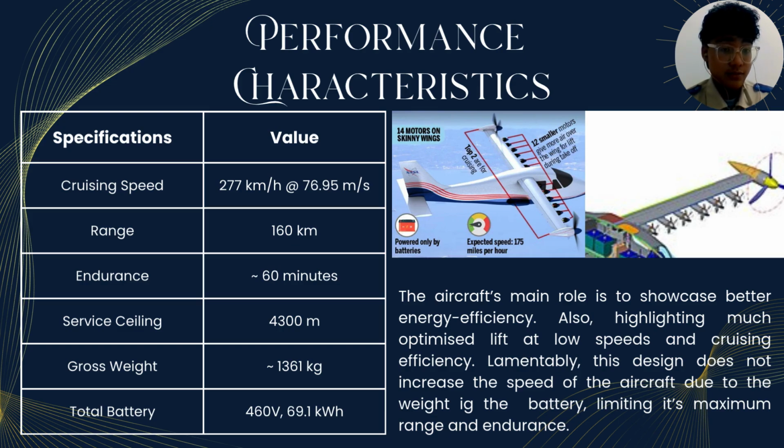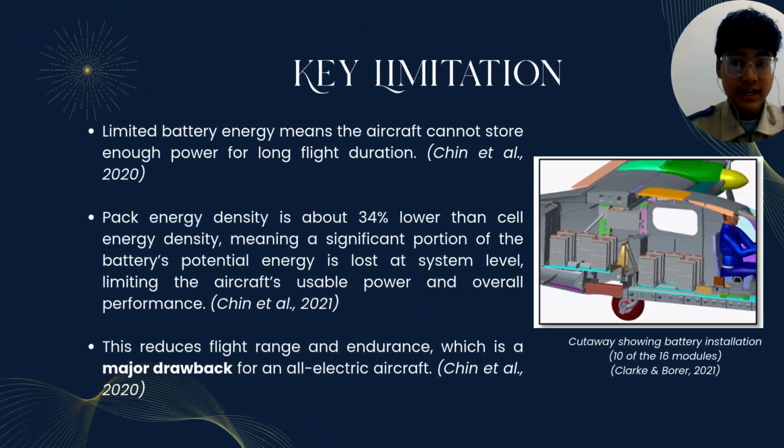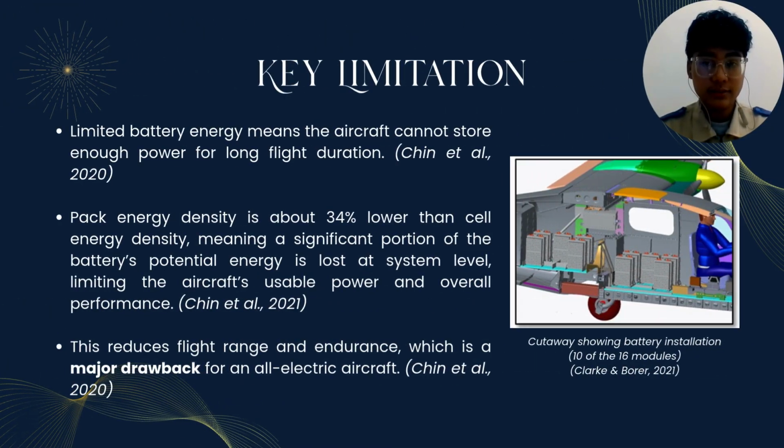The distributed propulsion setup gives us much better lift performance at low speeds and more efficient cruise, but that comes at a cost: the battery weight is much more significant, and it directly limits how fast, how far, and how long the aircraft can fly. With that, the trade-off brings us to our key limitation: battery energy. Simply put, current battery technology can't store enough energy to support long flight durations the way jet fuel can.